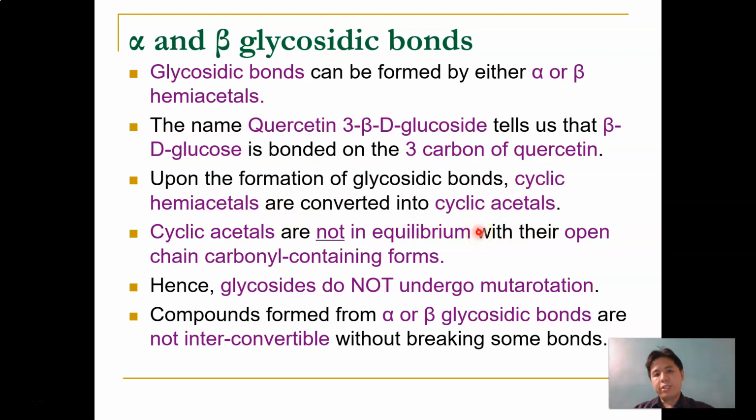When there's a name change, it means the properties are different. So the cyclic acetals are not in equilibrium with the open chain form. That means once you form the glycosidic bond, a glycoside cannot undergo mutarotation. So once you form an alpha or beta glycosidic bond, it is stuck that way. That means it's not interconvertible. Unless you hydrolyze the glycosidic bond, that means you split the molecule, alpha and beta is basically stuck there. It doesn't undergo mutarotation or anomerization anymore.